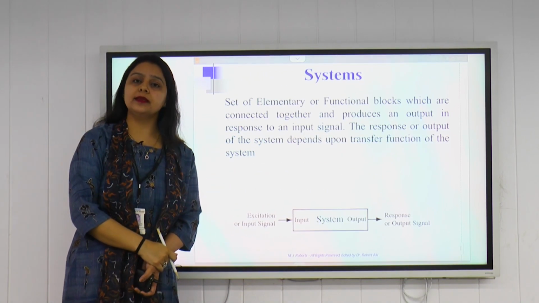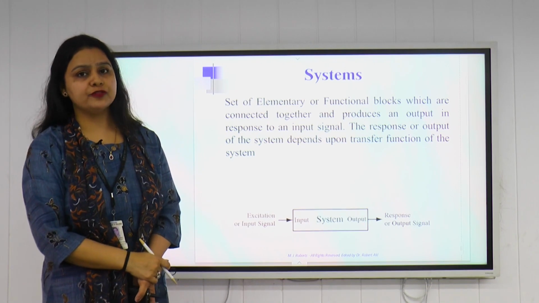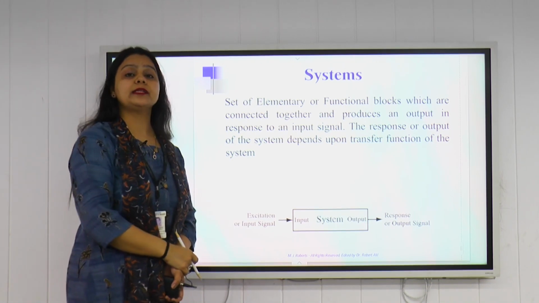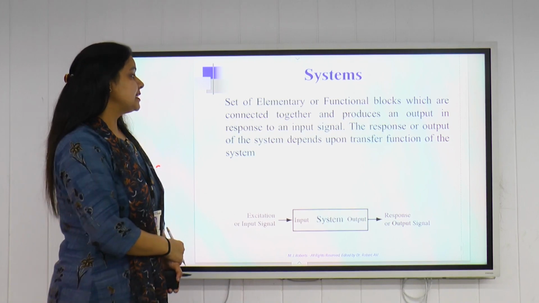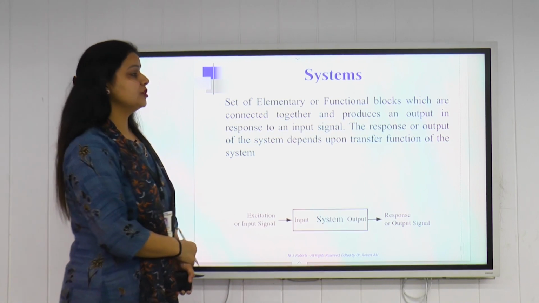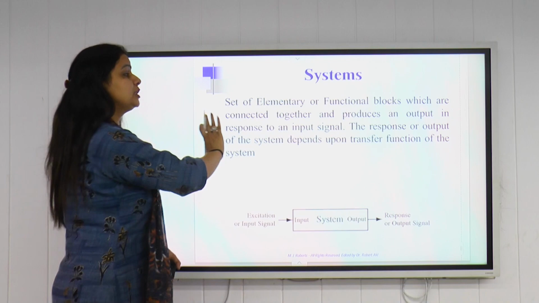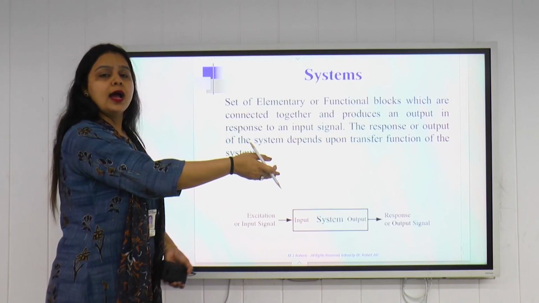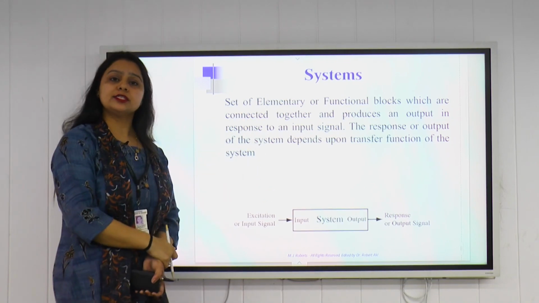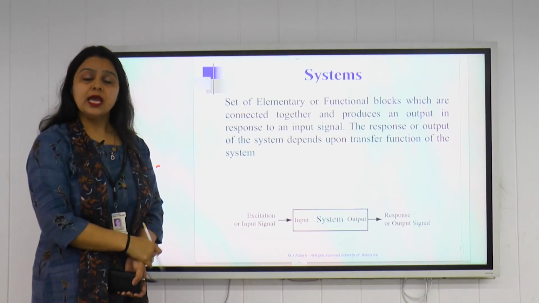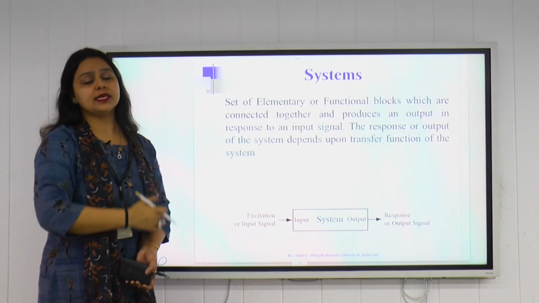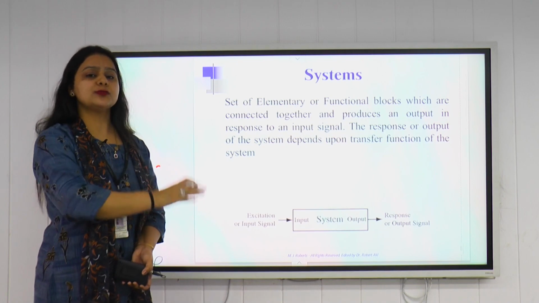After the signals, the elementary signals, and the types of signals, we have a very important aspect, that is the systems. Systems are a set of elementary or functional blocks which are connected together and produce an output. I told you earlier also that systems are basically physical devices. It can be a number of devices connected together to give a response.